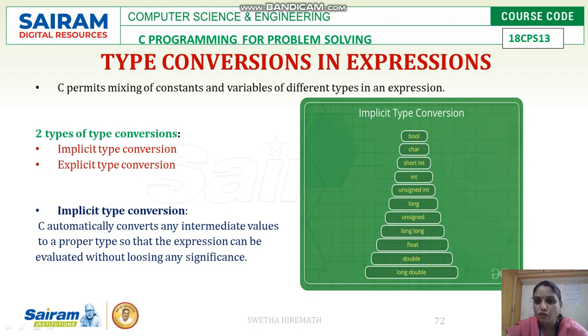This is the hierarchy of our data types. Bool has the lowest priority, then char, short int, unsigned int, long, unsigned long, float, double, and long double. So these are the type conversions. If it is bool, it has to be converted into char. Like that, we move to the highest precedence.